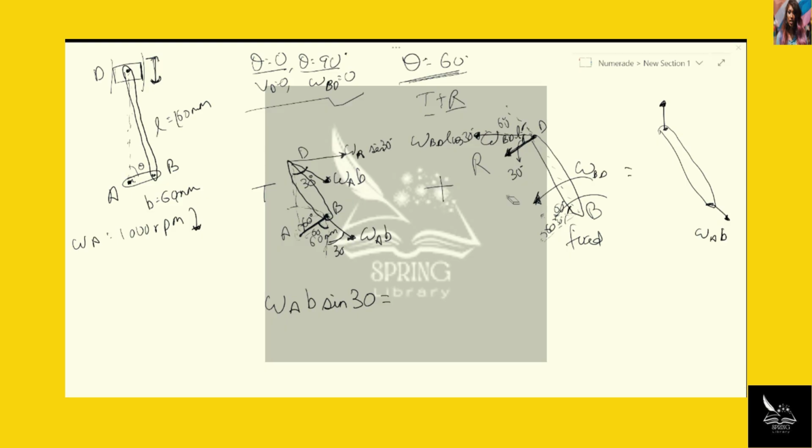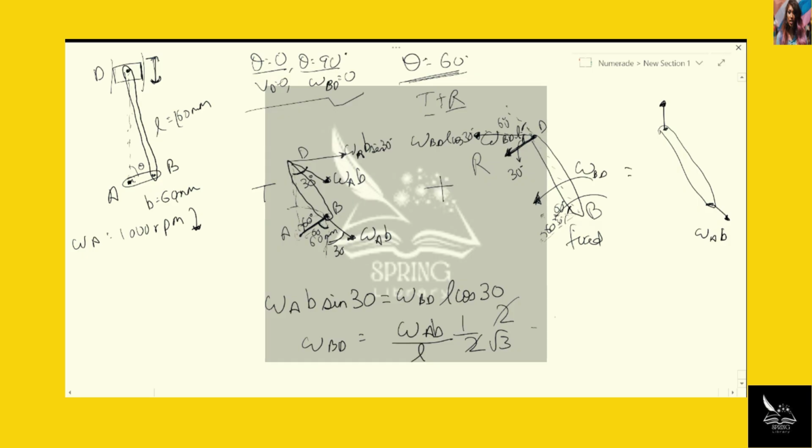Pen battery is low. Anyways, I think I'll finish this. So omega AB sine 30 equals omega BD L cos 30. So omega BD is omega AB, sine 30 is half, and cos 30 is square root 3 over 2, so the 2s cancel, and here we'll get L. So omega AB over root 3 L.